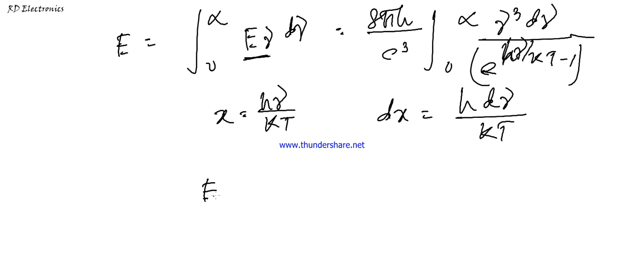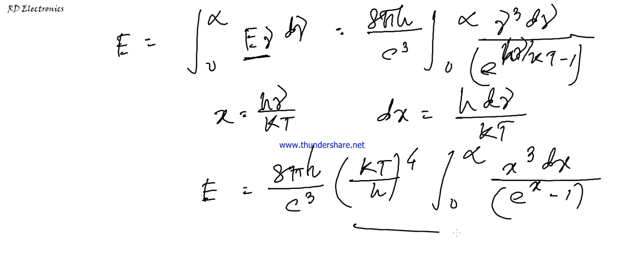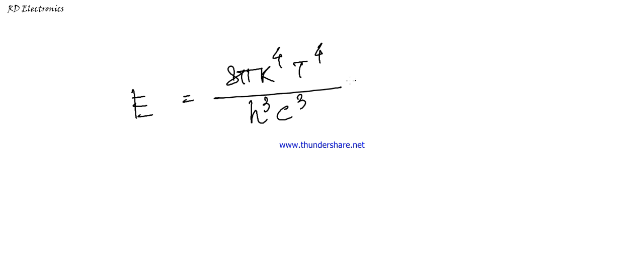So the term is 8 pi h divided by c cube, kT by h whole to the power 4, integral from 0 to infinity of x cube dx divided by e to the power x minus 1. So this is our mathematical form and the integration of this part. After some mathematical computation to solve this integration properly, we get the value of energy E equals 8 pi to the power 5 k to the power 4 T to the power 4 divided by h cube c cube. Putting all the parameters, pi to the power 4 by 15 is the value of the integration.